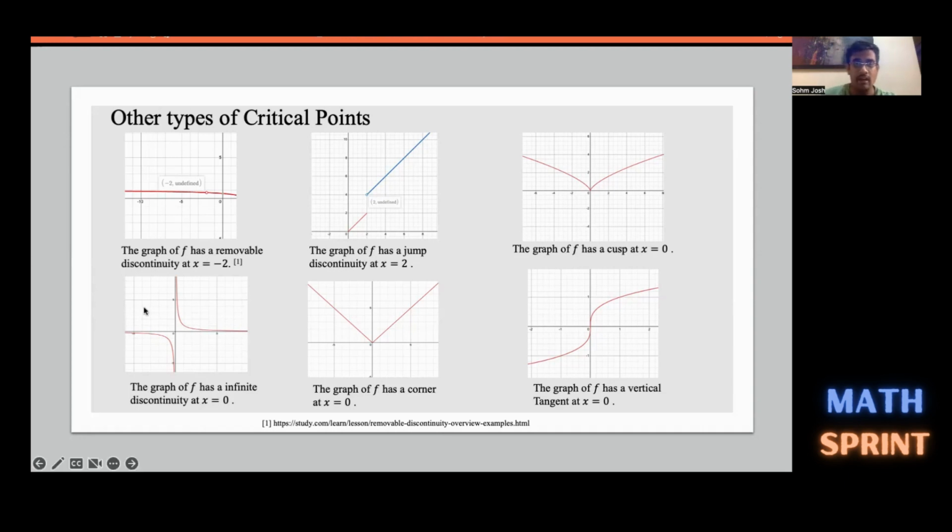Now, none of these critical points on this slide are stationary points, because for all of them, f dash of x is undefined at the critical point. So the first one on the top left corner is an example of removable discontinuity. It's like a hollow sphere at a specific point. This is a critical point because the function is not differentiable at this point, which in this case is x is equal to -2. The function is not differentiable because, first of all, the function is not even continuous.